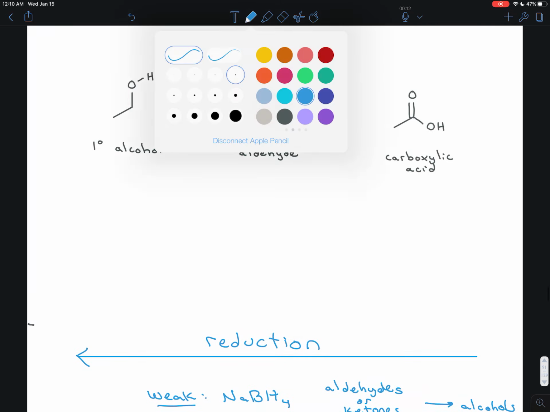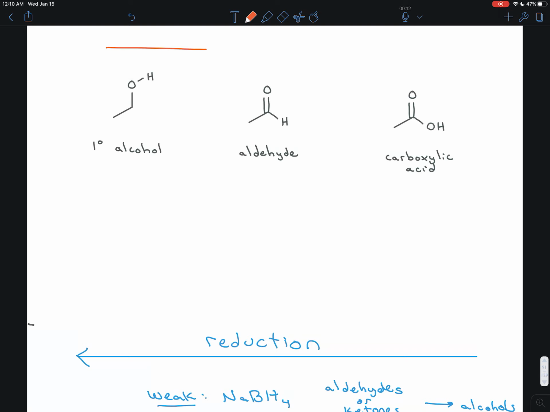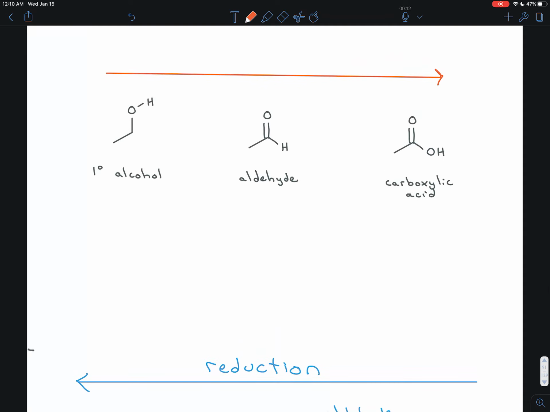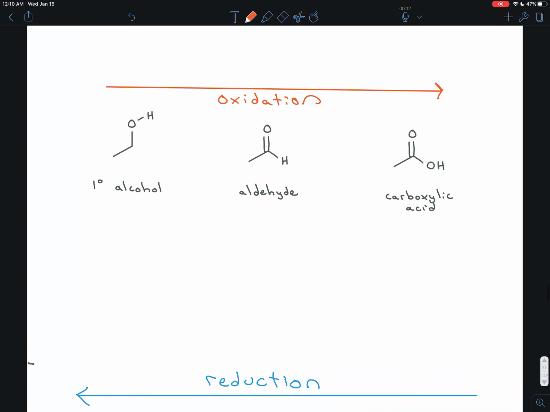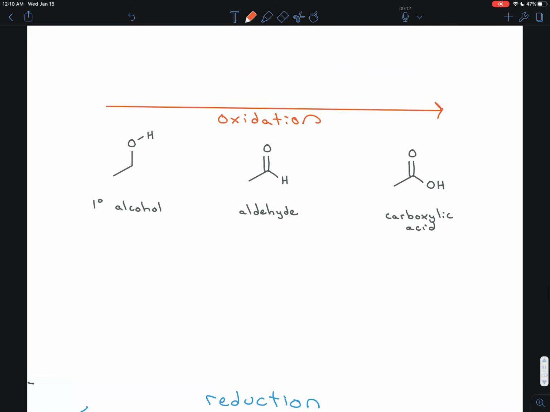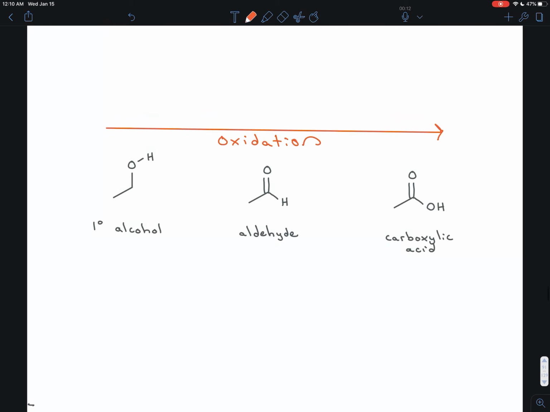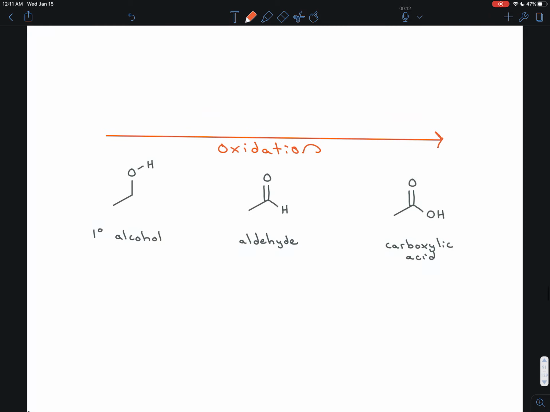What if you go the other way? What if you go from an alcohol to an aldehyde to a carboxylic acid? The number of bonds to an electronegative element increases, so that here there's only 1, here there's 2, here there's 3. In that case, you have the opposite of reduction. You have oxidation. Now, we haven't talked about these reagents at all, either what they are or how they work. In this video, I just want to mention what they are. We're going to see how they work in the mechanism in a future video.